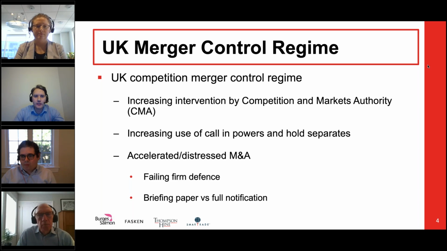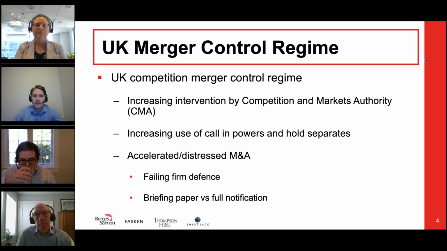So moving on to the next slide on the UK merger control regime. And just to put the regime in context, it is a voluntary regime, one of the very few around the world that is voluntary. But there's recently been increasing intervention by the UK Competition Authority, the CMA. Although it's a voluntary regime, the CMA has the power to call in transactions where the target has a turnover of more than £70 million, or where the combined shares of the parties is more than 25%.